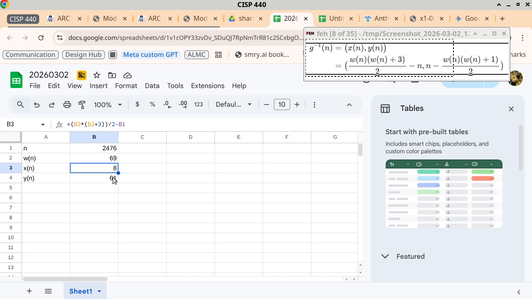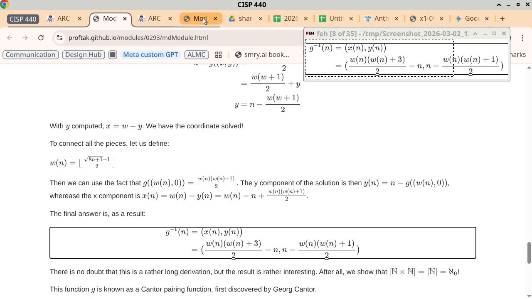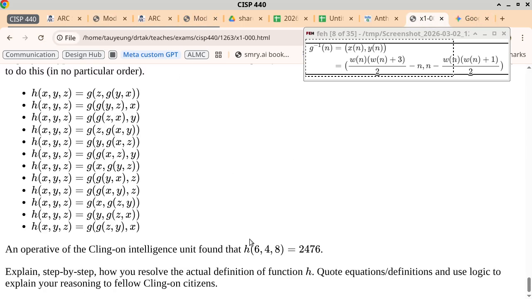Now you go back to the original question. The question is right here. So the original question is, that's where the 8 is our z. So that means the h function is okay. If h is applied to xyz, we know that this is the g of the z and something. I'm going to pause right here. Does that make sense to you?